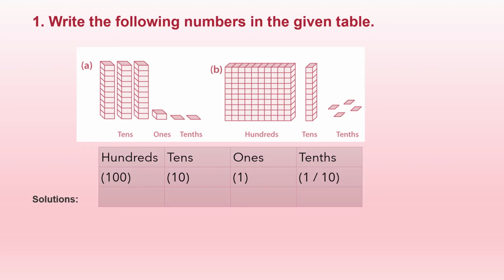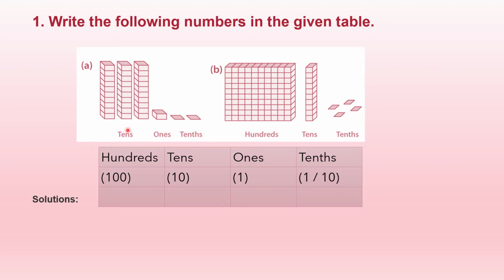First question, write the following numbers in the given table. Here we have two sums, A and B. Look, we have some place value blocks here. We should count how many tenths there are. That means 1 by 10. How many tenths are there?